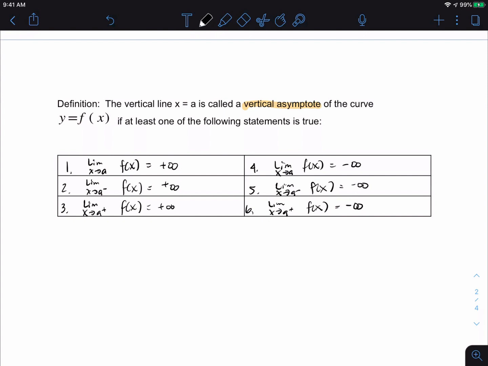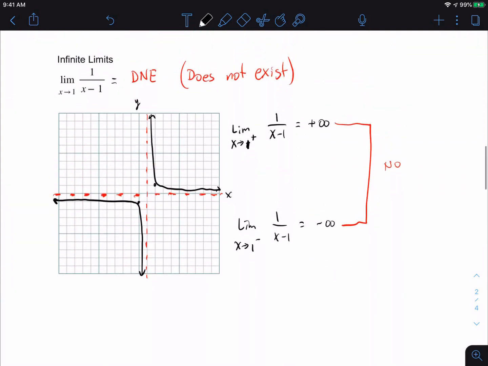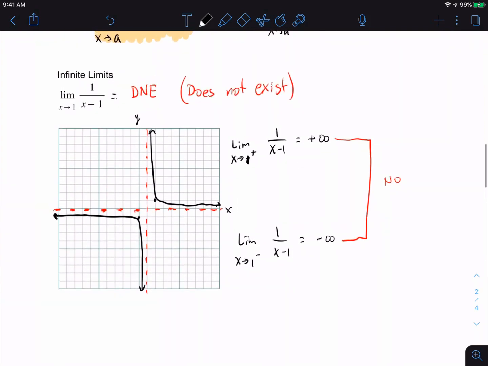Sure, go ahead. Yeah. Can you scroll up to our previous example? Wouldn't it also just be a vertical asymptote if your denominator were to equal 0 if you directly substitute?